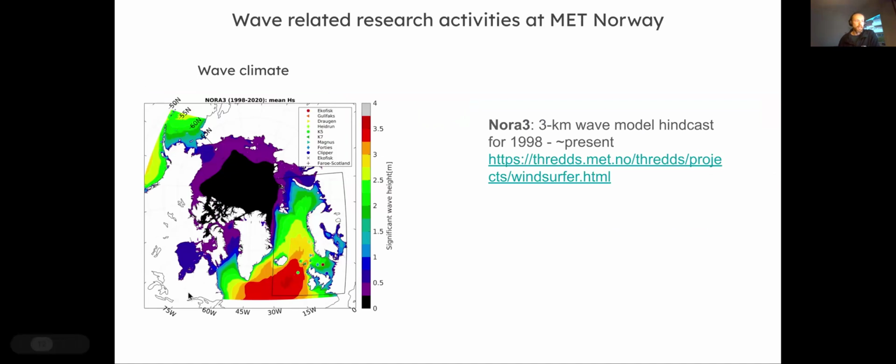We also study the wave climate, so running our forecast models for historical periods using historical observations and reanalyses. These so-called hindcasts are really important for a lot of commercial offshore activity, where new constructions need to consider the most severe sea states that can be expected for the location that they might want to, for example, build an offshore wind park in.